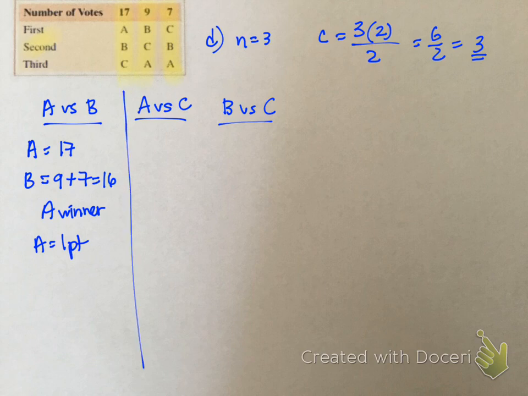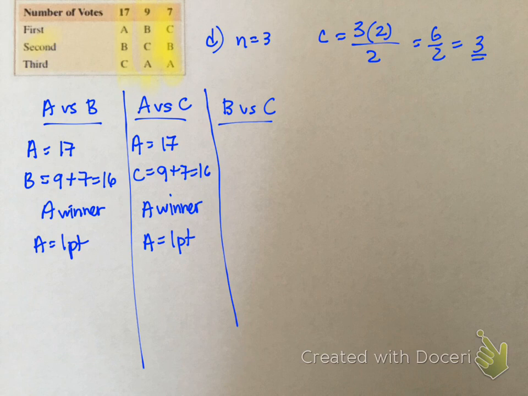Okay, let's check out A versus C. So we know that A, if we look at the first column here, is going to be the winner again. So they get declared the 17 votes go to them. In the second column, C is in second, A is in third, so C gets the points. So we're going to give 9 here. And then in the third column, because A has last place, C beats it because it's in first place, so the 7 votes go to C. So A is the winner again. So A is awarded 1 point.